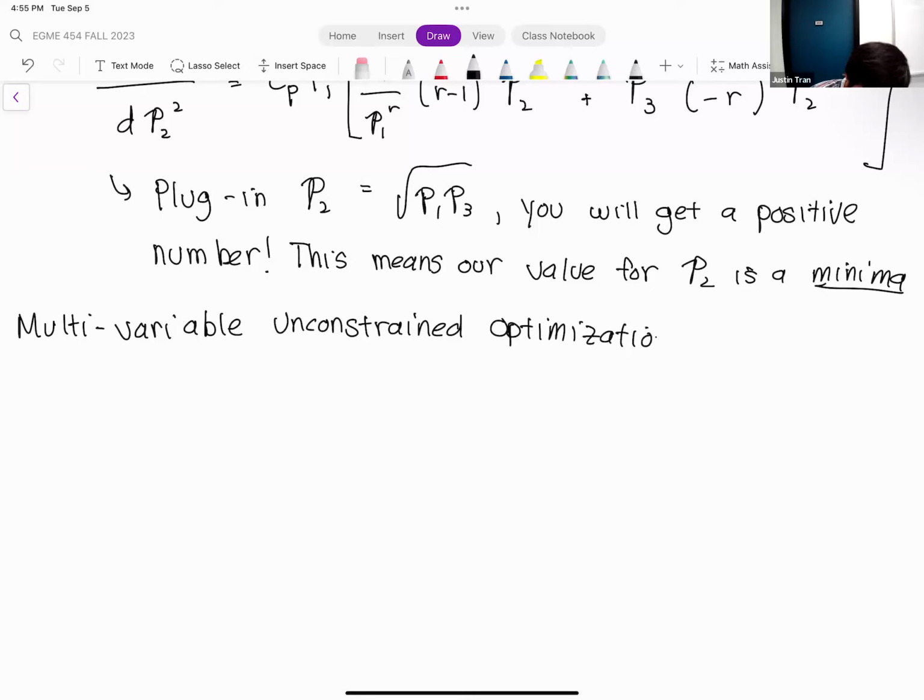So we're going to do multivariable unconstrained optimization. Remember, we're still using the classical approach. Even in multiple variables, we're still going to be taking derivatives. It's just that, since we have more than one variable, we're going to take multiple derivatives.